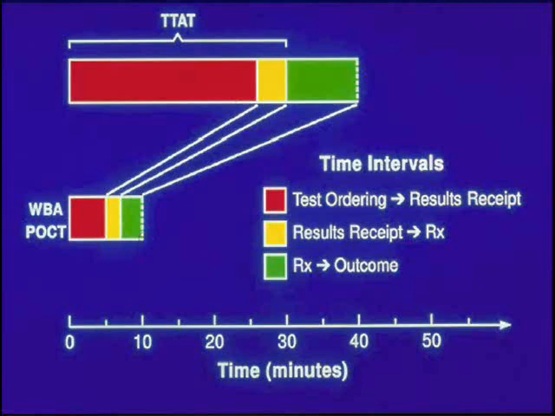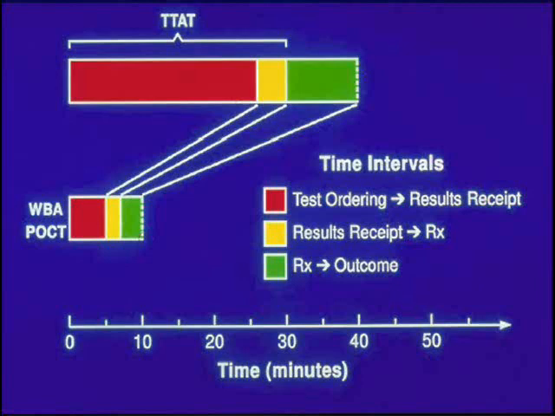The x-axis here is time in minutes. At the very top, we have a large bar showing therapeutic turnaround time in red and yellow. The red is the time from test ordering to result receipt. The yellow zone shows the time from result receipt to treatment. And the green zone illustrates treatment to the time of outcome, being some kind of response that the patient may have to that type of therapy.